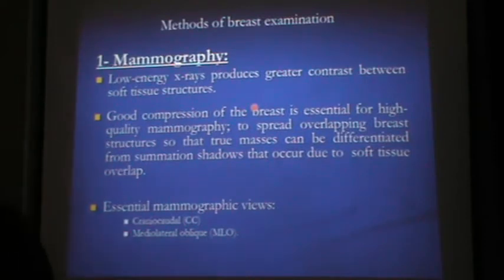Good compression of the breast is essential for high quality mammography to spread overlapping breast structures so that true masses can be differentiated from some fascial shadows that occur due to soft tissue overlap. Essential mammographic views are the cranio-caudal and mediolateral oblique projections.